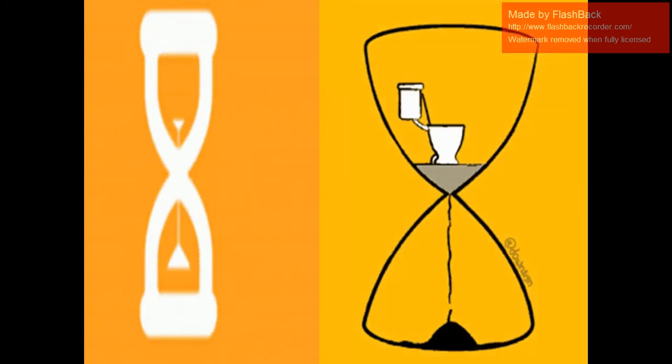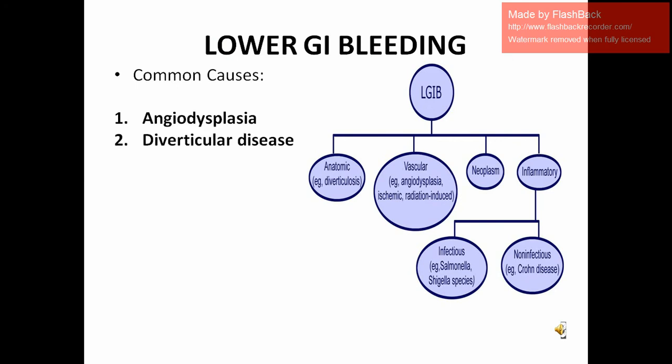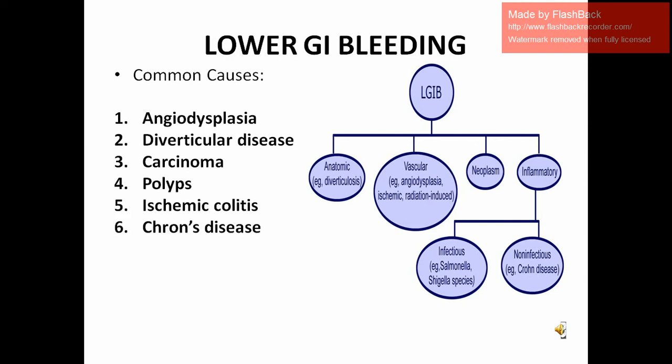Acute GI bleeding typically presents with overt blood loss that can be readily recognized by the patient. On the other hand, chronic GI bleeding is already present for a long period of time and it is usually occult, which may go unnoticed by the patient. The following are the common causes of lower GI bleeding: angiodysplasia, diverticular disease, carcinoma, polyps, ischemic colitis, Crohn's disease, ulcerative colitis, hemorrhoids, and anal fissure.